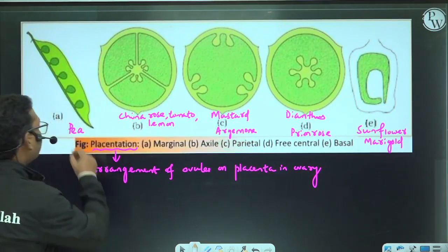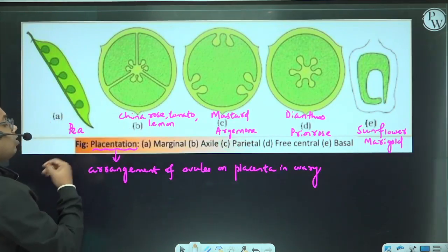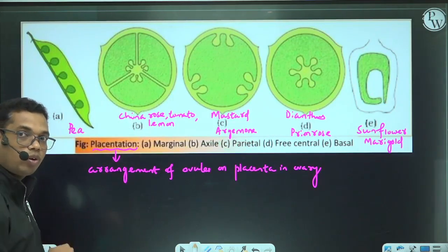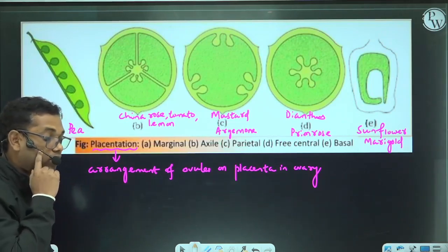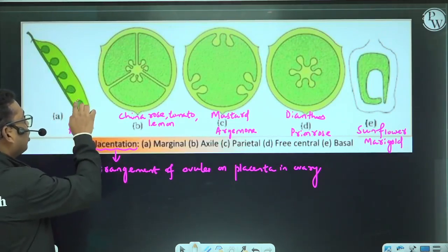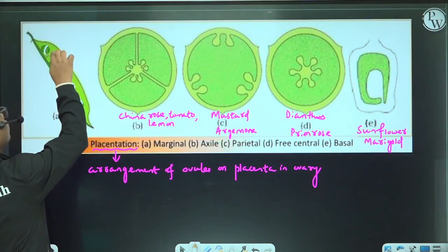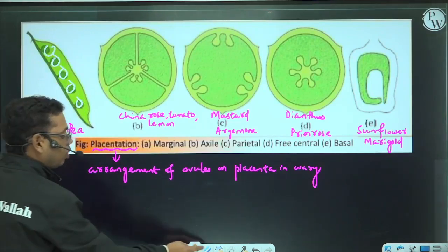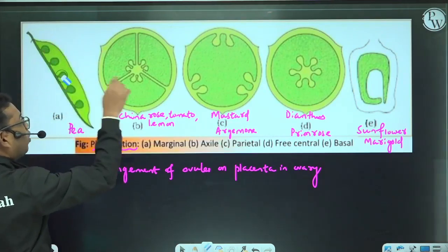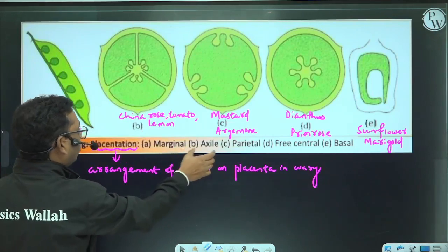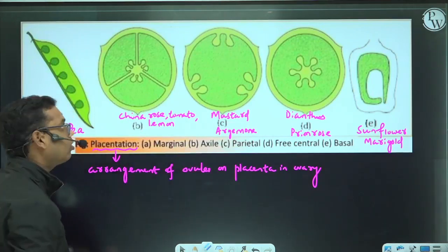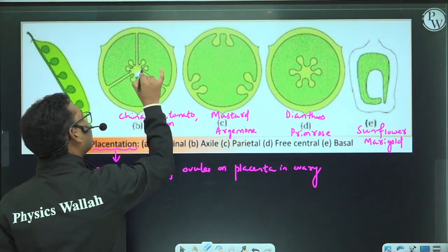In case of marginal placentation, the placenta is present at the margin, and from the placenta the ovules will develop. So these are the ovules. This is found in plants like pea. And what about the axial? See, here we have the central axis.